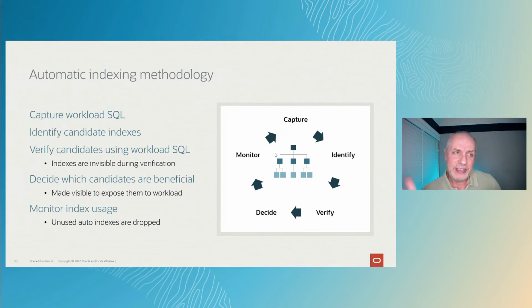So essentially, that's the decision phase next, where we decide which candidates are of benefit. And then we make those visible, and they are exposed to the workload. Then the workload can use them, and then we're done. Then the monitor phase means you start again around the cycle, because this is continuous. The monitor phase will make sure, for example, that indexes are being used, and over time, if they're not, they do get purged away. So we also manage the decommissioning of indexes as well.